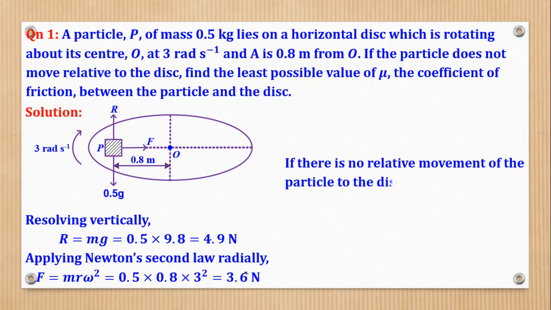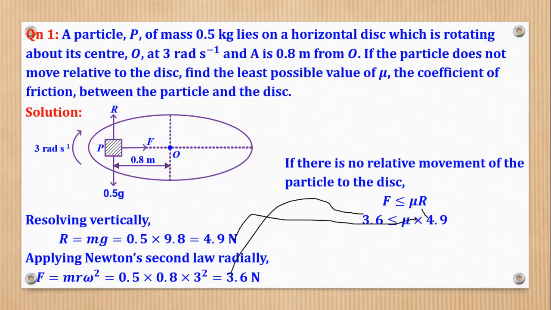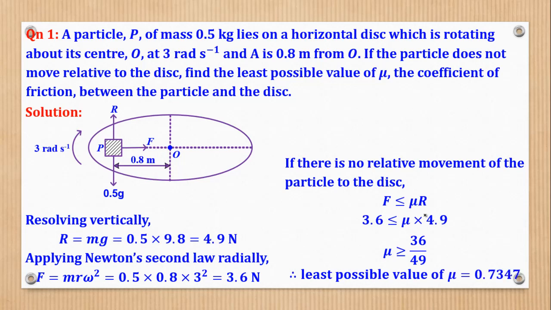So if there is no relative motion of the particle and the disk, it implies that friction is smaller than or equal to mu R, and that friction or centripetal force is 3.6, which is less than mu R, which you also got here. That implies that mu is greater than or equal to 36 over 49, and that's what they wanted.